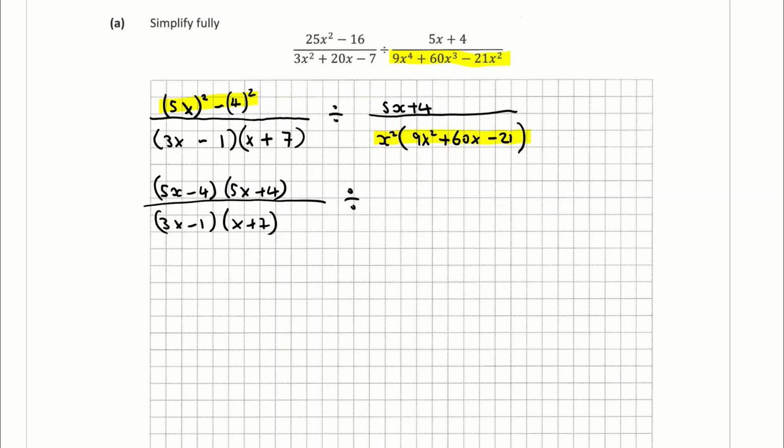And that's divided by 5x plus 4 all over x squared times, now I need to factorize this, and I'm just going to use square brackets here because it's times it all. And what can we do there? Okay, well, actually what I could also do is I could factorize out 3. 3 divides into 9, 3 divides into 60x, and 3 divides into 21. So I'm going to take an extra step here. I don't want to factorize such large numbers, so I'm going to factorize out 3.